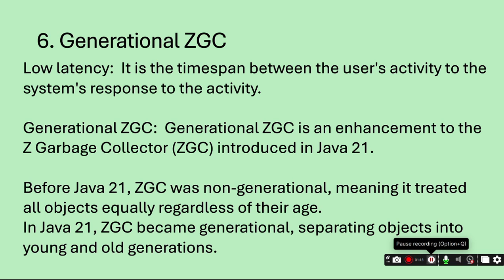Okay, let us start with the discussion of Generational ZGC. Generational ZGC is an enhancement to the Java garbage collector introduced in Java 21. Before Java 21, ZGC was non-generational, meaning it treated all objects equally regardless of their age. In Java 21, ZGC became generational, separating objects into young and old generations.